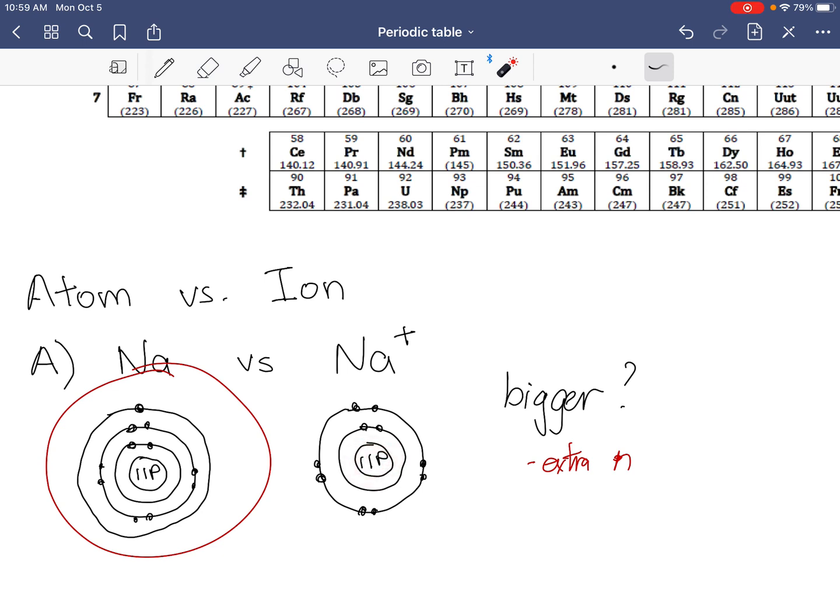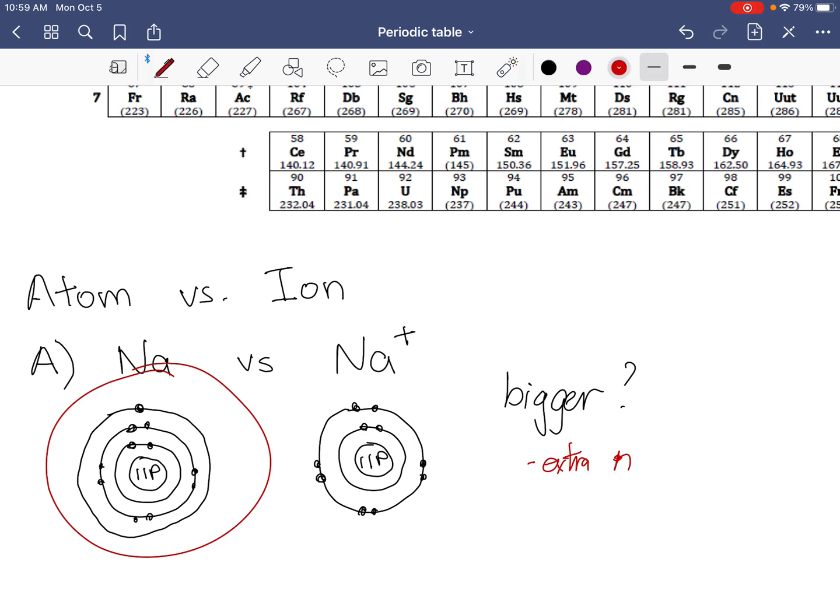Right? 11 protons, only 10 electrons. Because of that, a positive ion is always smaller than its counterpart atom.